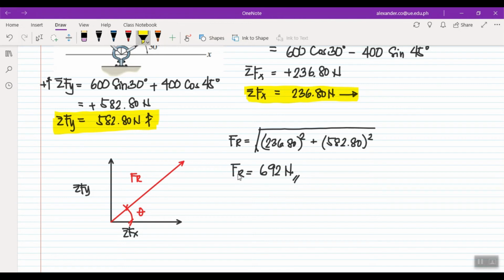Wala pa yung direction. So, pag vector, kailangan ng magnitude and the direction. So, ano yung direction? Ito. Ano ba 'to? Di ba adjacent, tsaka, ano 'to? Opposite. So, tangent, di ba? So, pag tangent theta, so TOA. Opposite is Fy over F of x. Di ba? Tangent, so TOA, opposite over adjacent. Okay, so Fy is 582.8 divided by, asan na?